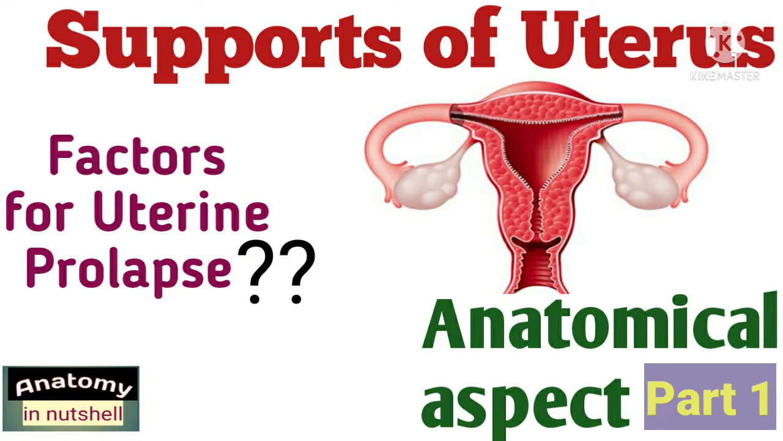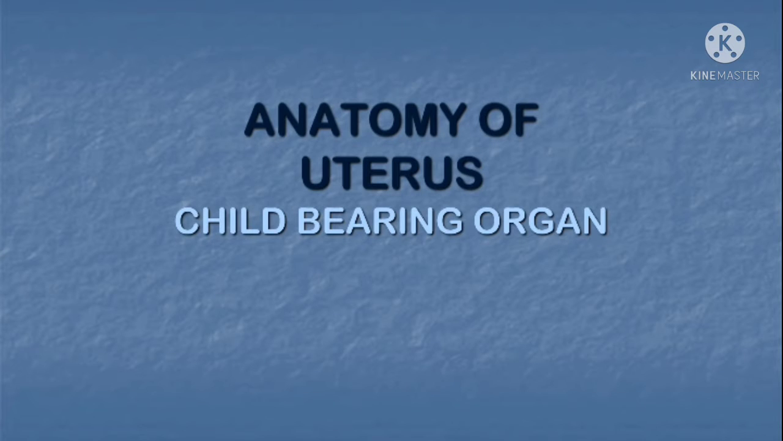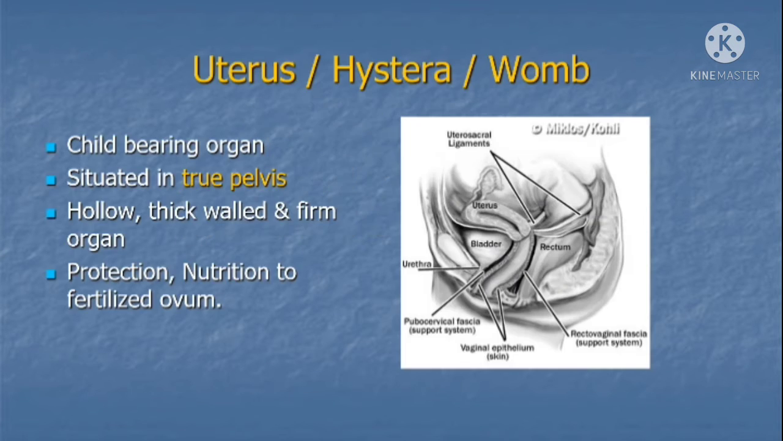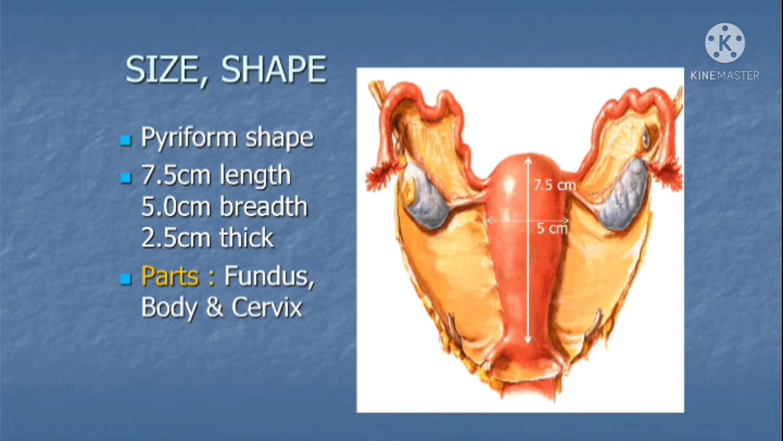In this video, we are going to see the anatomical aspects of the uterus and various ligaments and supports of the uterus. The uterus, otherwise called hystera or womb, is a childbearing organ situated in the true pelvis. It's a hollow, thick-walled and firm organ. It gives protection and nutrition to the fertilized ovum.